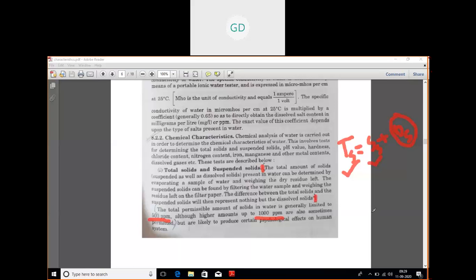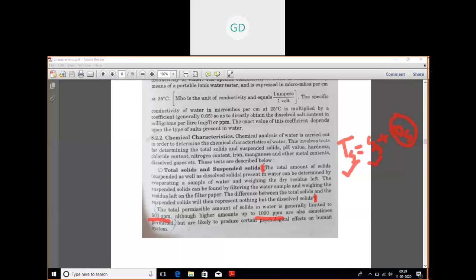The procedure I just explained is written clearly in these lines, and the permissible limit is also important. The permissible limit is between 500 ppm and 1000 ppm. You need to remember this. I hope it is clear.